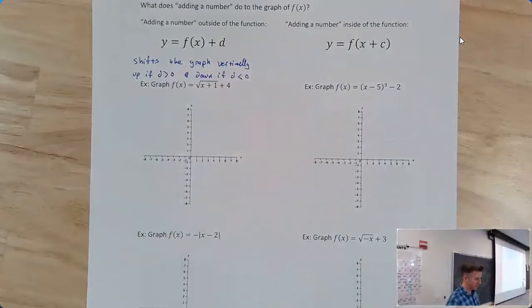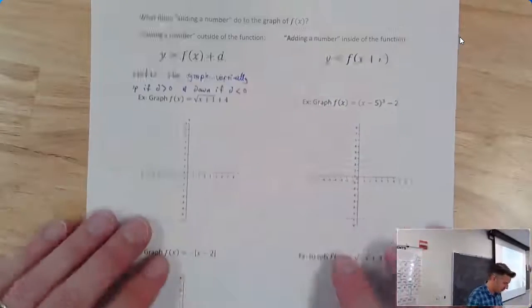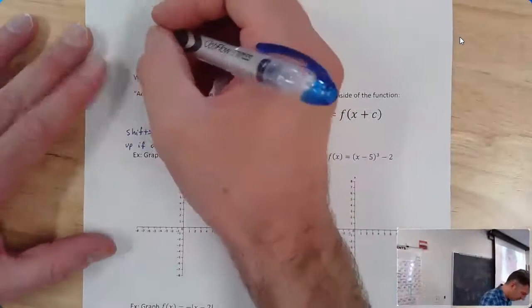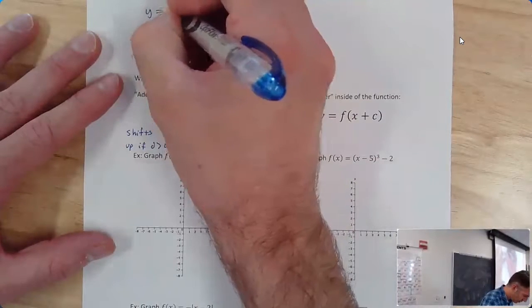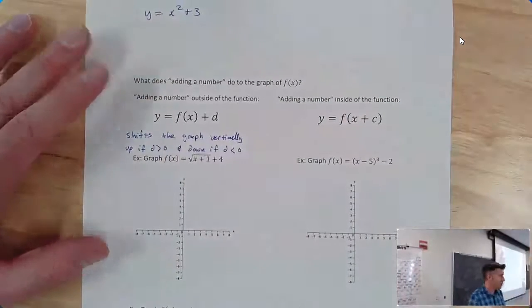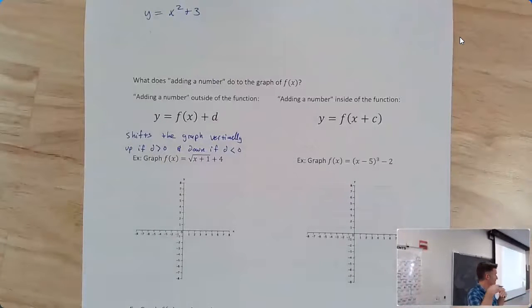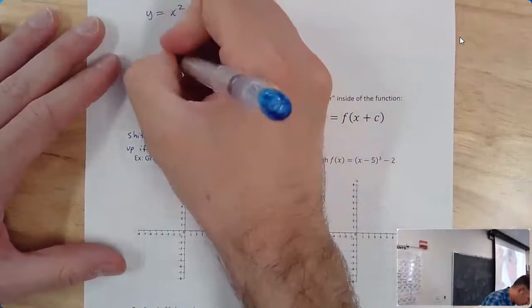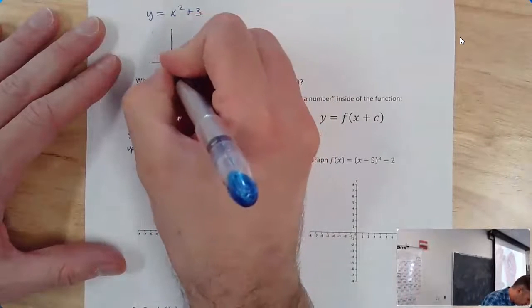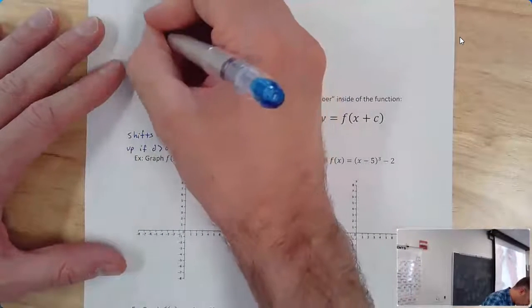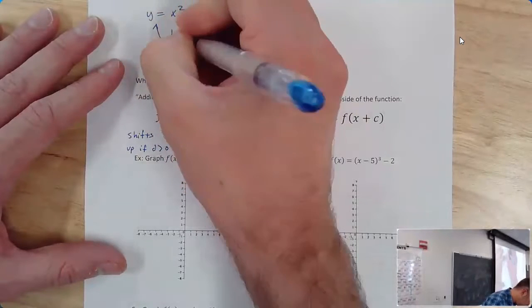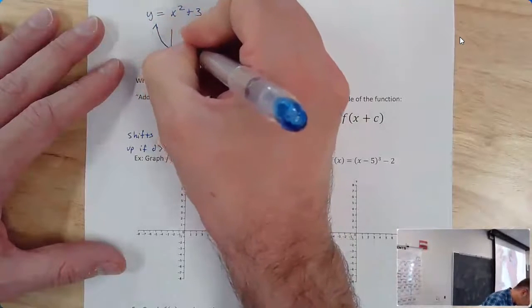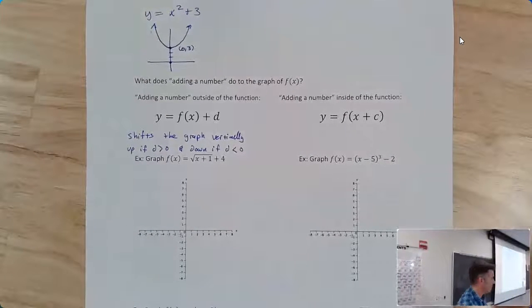Think about your x squared graph. For example, if I was going to graph something like y equal to x squared plus 3, that's just shifting your usual x squared graph up 1, 2, 3 places. So instead of having a vertex at 0, 0, your vertex would be at 0, 3. That would be a shift up. If it was x squared minus 3, it would shift down by 3. So when you add outside of the function, it's going to shift it up or down.